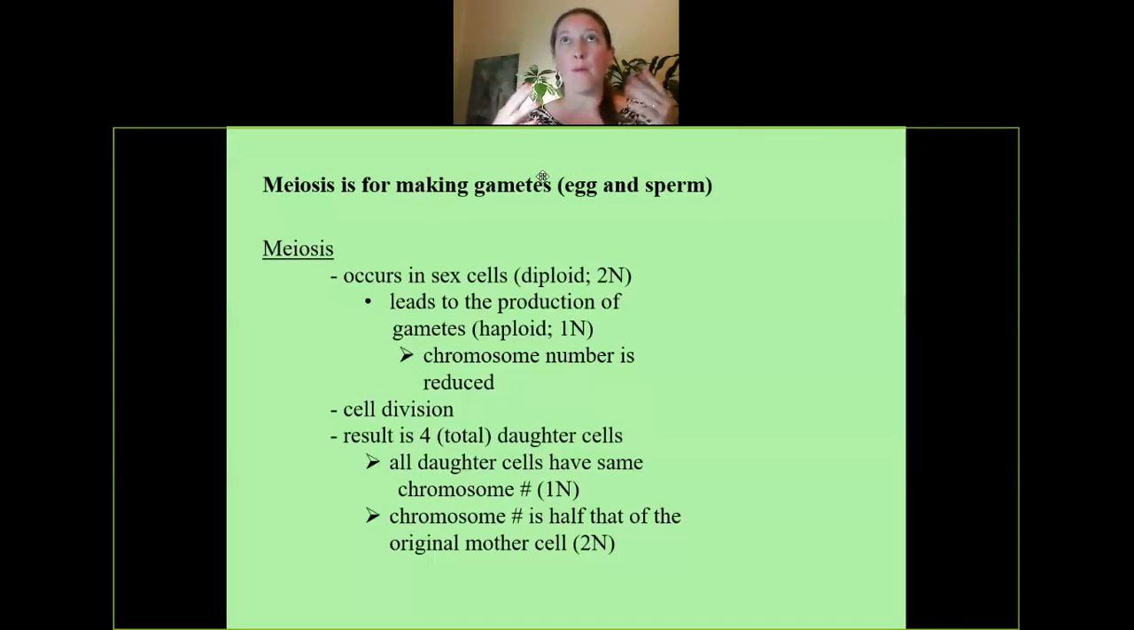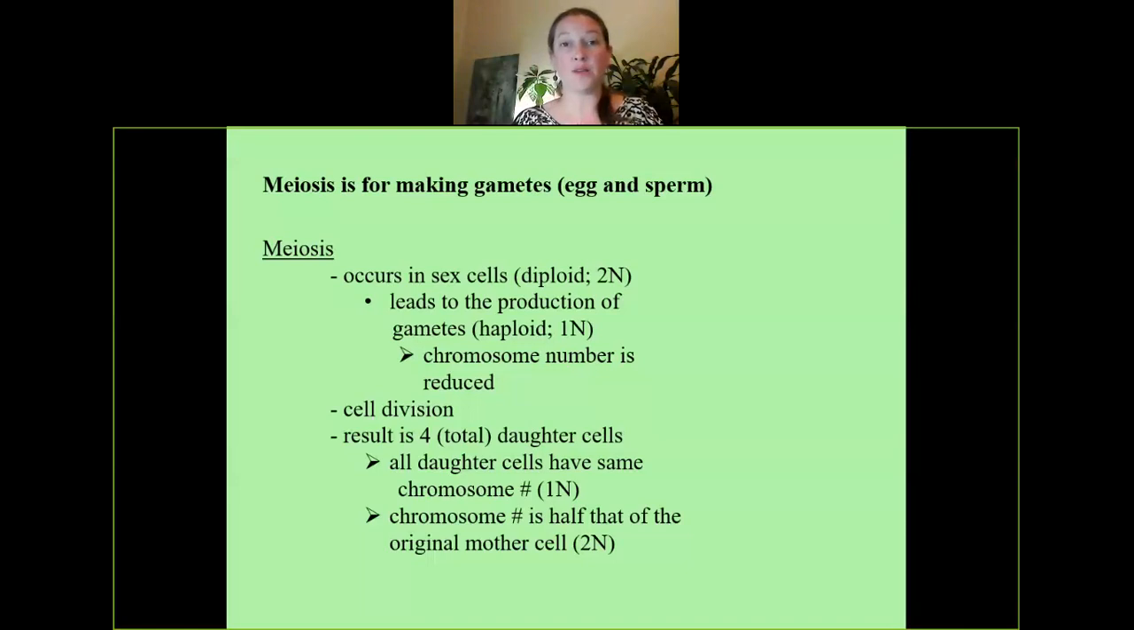So the parts of the body that are designed to make eggs and make sperm, those tissues, are going to be where meiosis is occurring. And what happens in meiosis is you start off with a cell that's 2N, right? Let's say in the testes, or in the ovaries. You start out with a cell that is 2N or diploid, and that cell is going to undergo a process that you don't need to know the details of, but that process is going to cause the chromosome number of the original cell to be reduced.